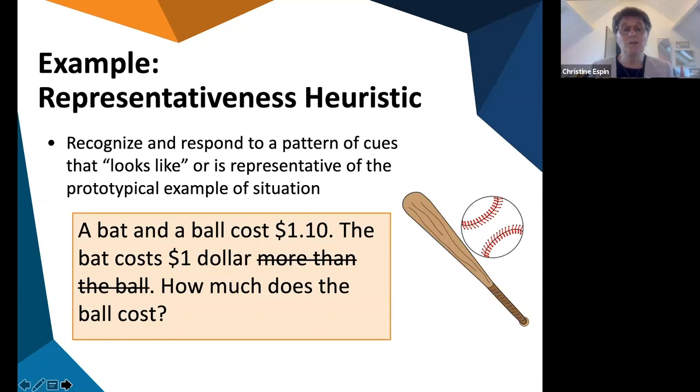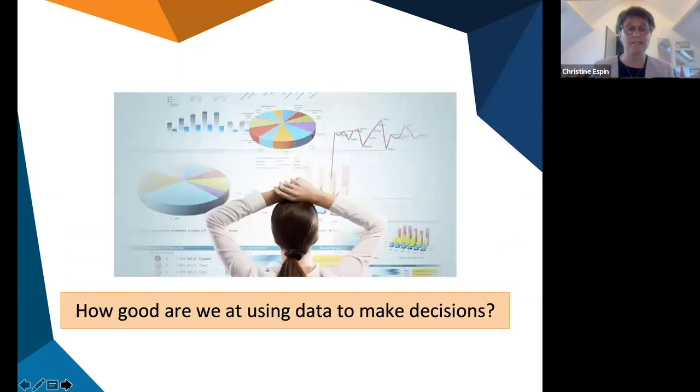In other words, we are really used to answering simple math questions like a bat costs $1, a ball costs, the total cost is $1.10, what does the ball cost? We overlook the part of the problem that says $1 more than the ball. So this is an example of us responding to a pattern of cues that we are used to that looks like other problems that we're used to, and then answering based on that.